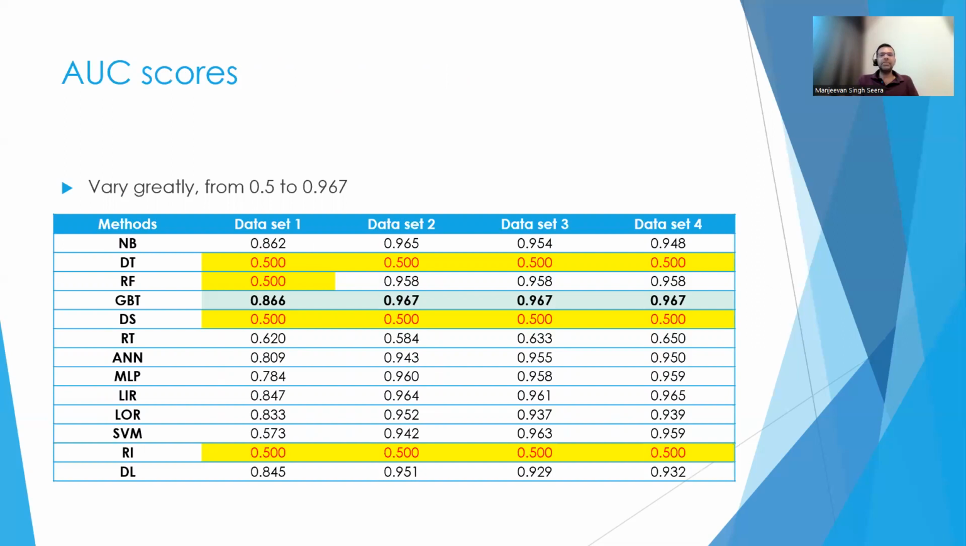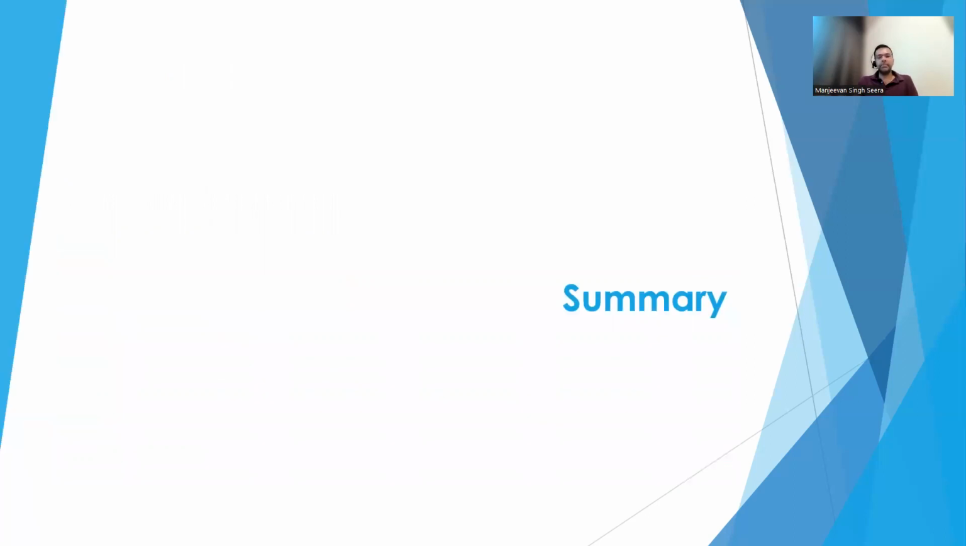Again, as with the benchmark results, it varied greatly from 0.5 all the way to almost 0.97. And decision tree, rule induction, decision sum did very poorly. However, gradient boosting tree did very well in terms of the AUC, at 0.967 for all of the data sets with the aggregated feature and 0.866 for the one without the aggregated feature. So gradient boosted tree works well. We now go on to the summary.